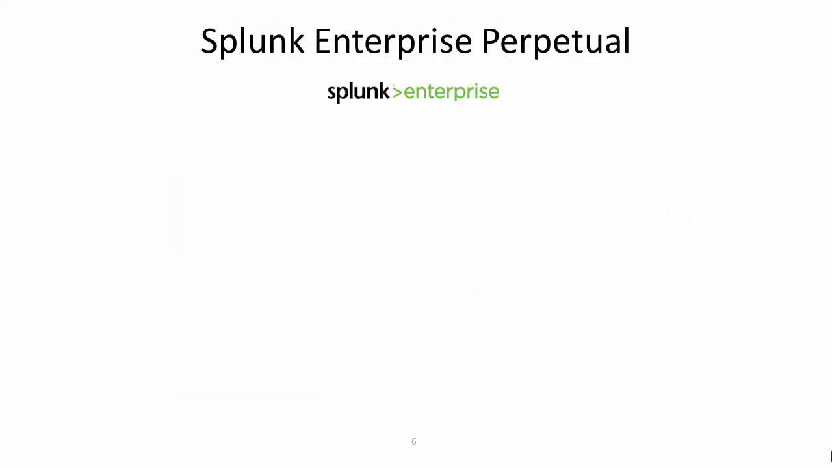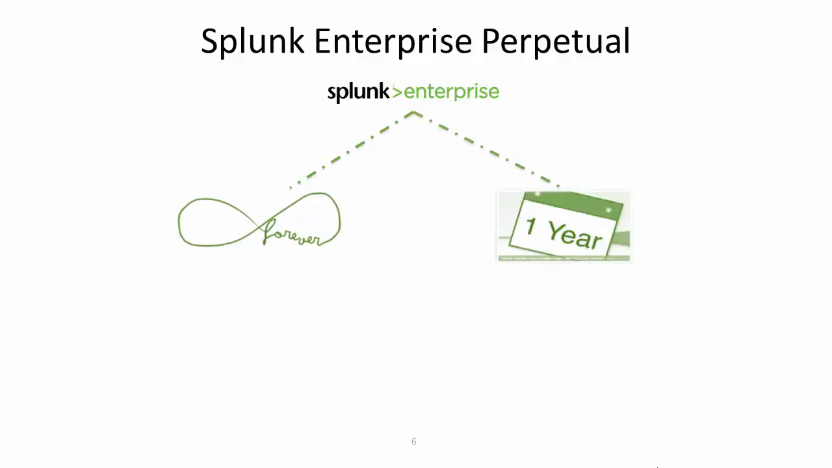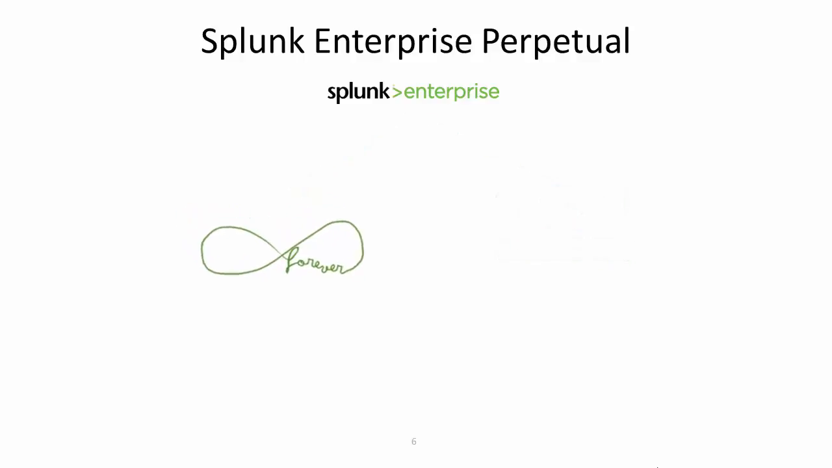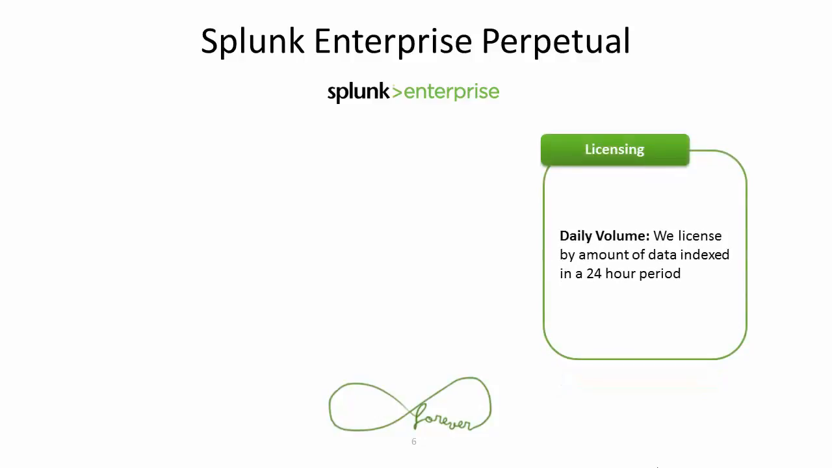With Splunk Enterprise, we offer two different kinds of licenses. If you've worked in enterprise sales before, you're probably familiar with this concept. We have perpetual licenses, which customers own forever. We also have annual or term licenses, which are licenses to use Splunk Enterprise for 1 year at a time. Splunk Enterprise is licensed according to the number of gigabytes a customer needs to index per day.